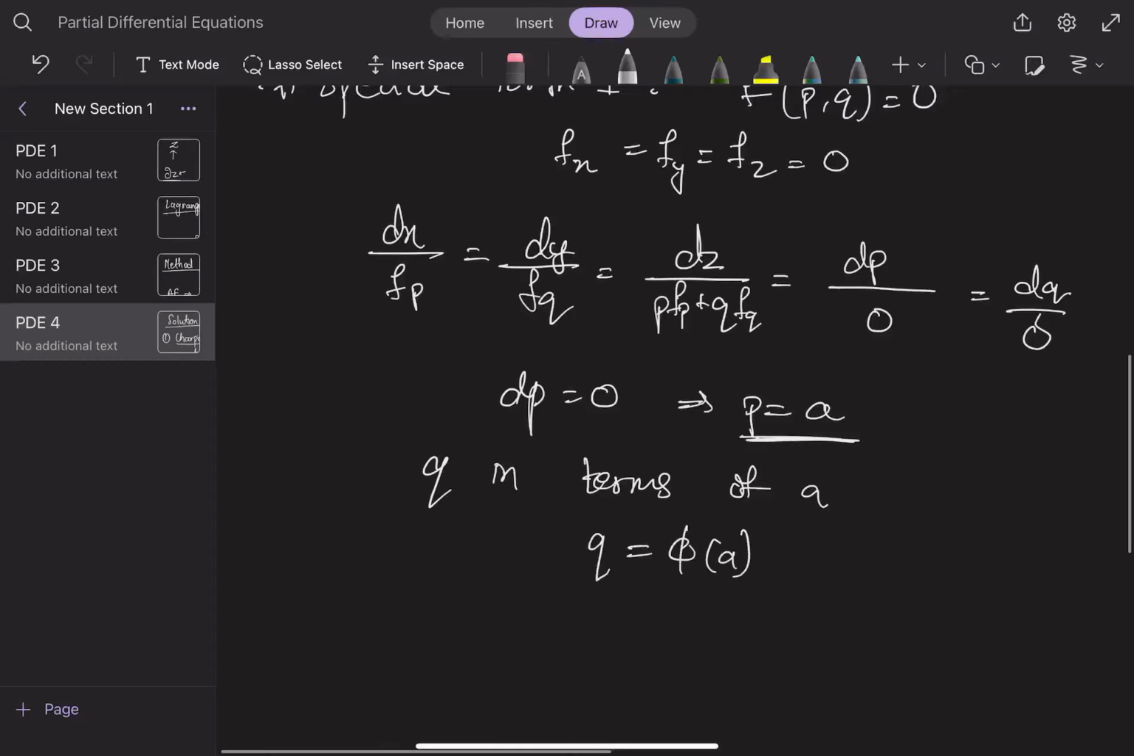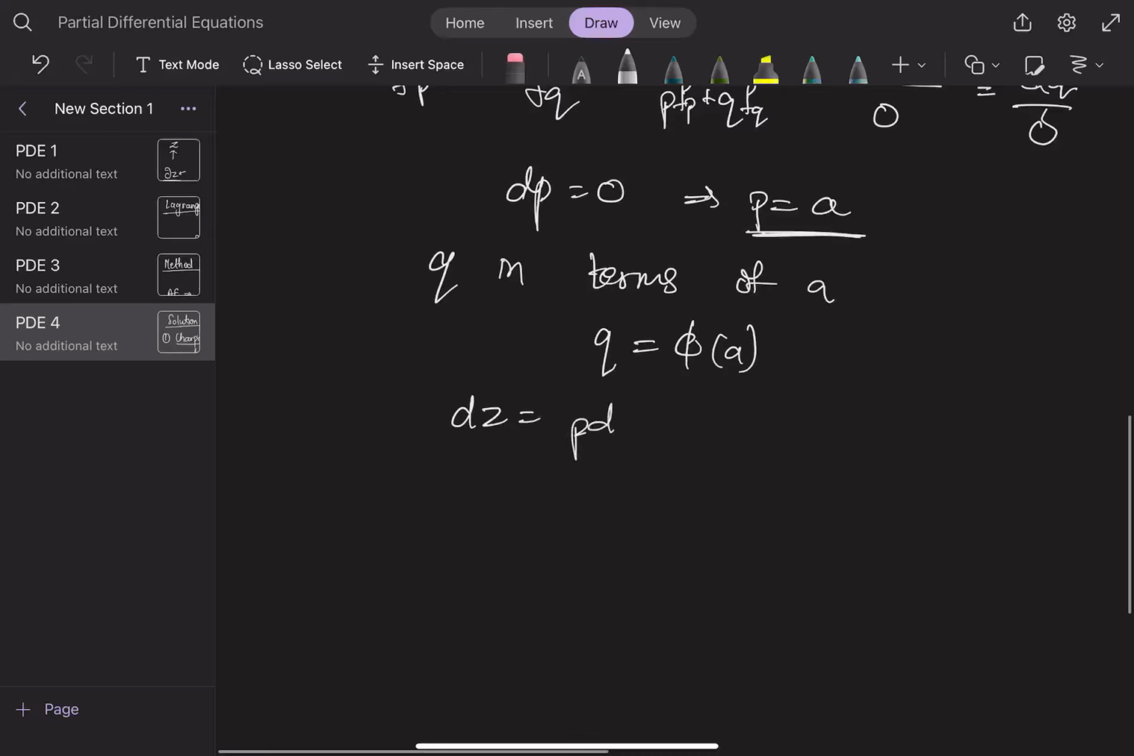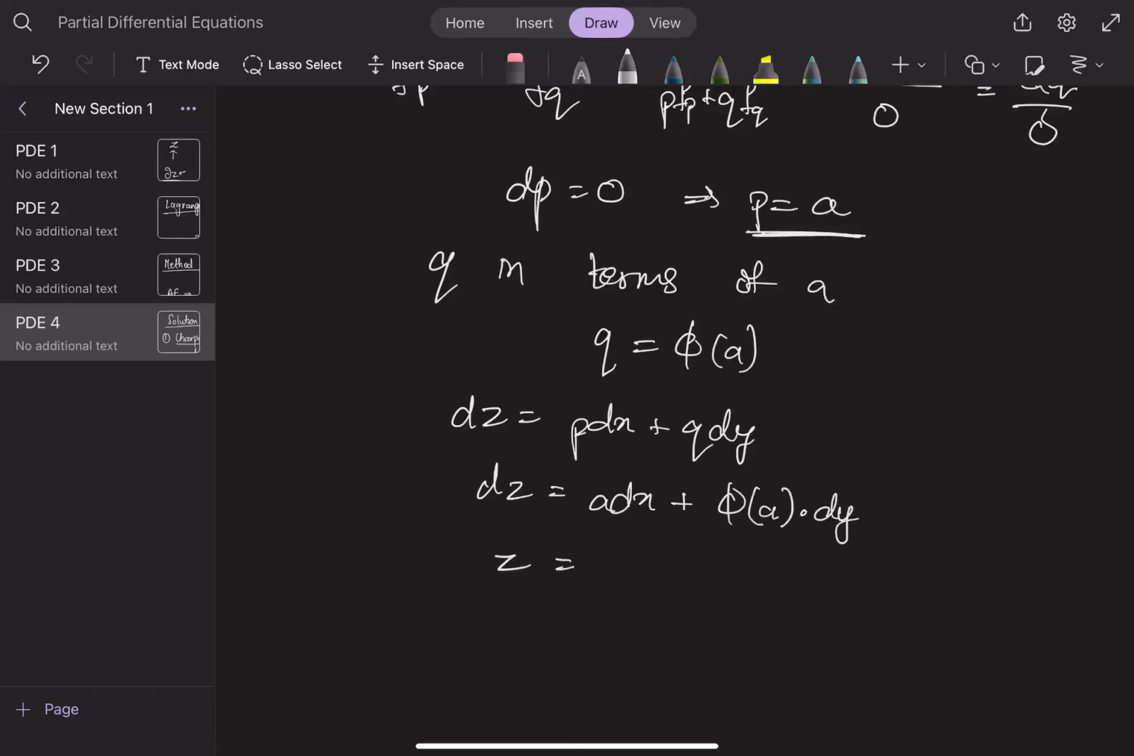So your dz becomes p dx plus q dy. That means dz is a dx plus phi of a dy. So when you integrate, you'll get z is equal to ax plus phi of a times y plus b. So this is your answer. Let's try one more question.